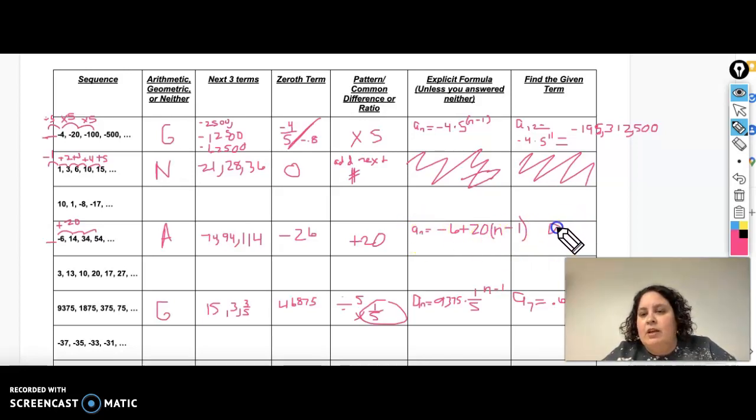Last thing, again, they're going to tell me to find some term. So let's say that they tell me to find the 50th term. Whew, we got a big one here. Okay, so again, I'm going to plug in a 50 right here and plug this into my calculator. So if I do -6 plus 20 times 50 minus 1, I will end up with 974. So 974. Perfect. Okay, so that's the review of everything except for recursive rule.